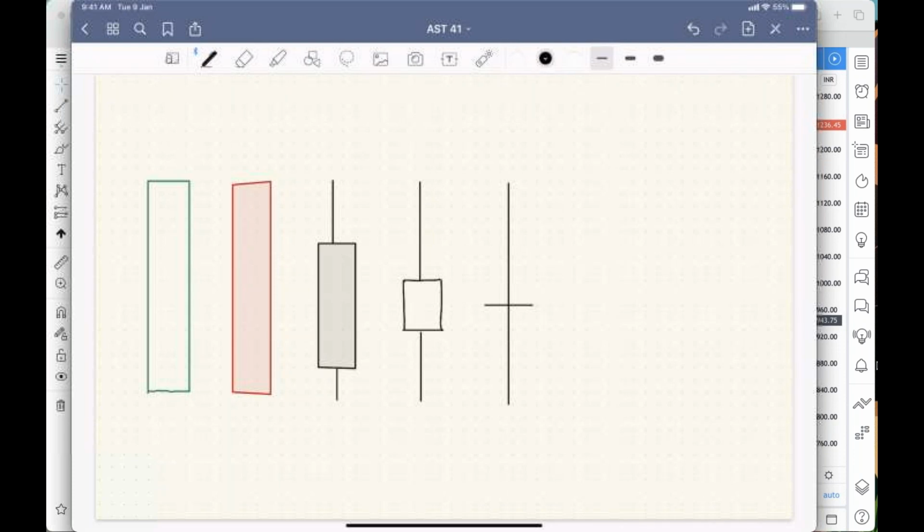But there's a difference in the size of the body. The first one, if you notice this one, the open and the low are the same, the close and the high are the same. This is called a positive Marubozu.